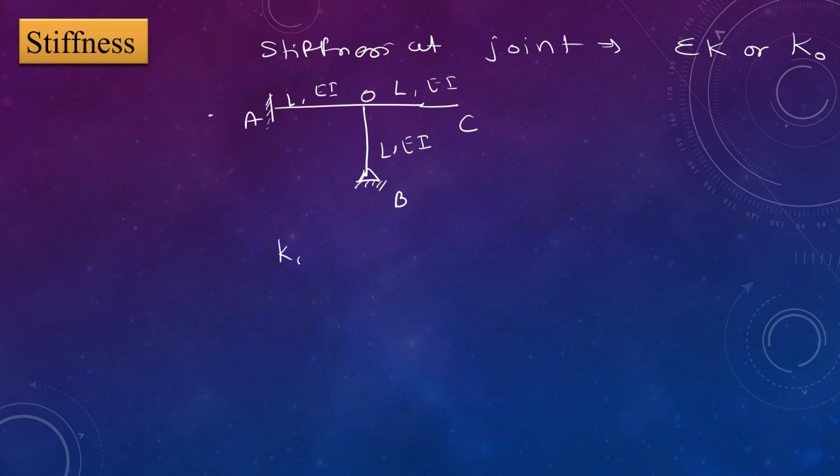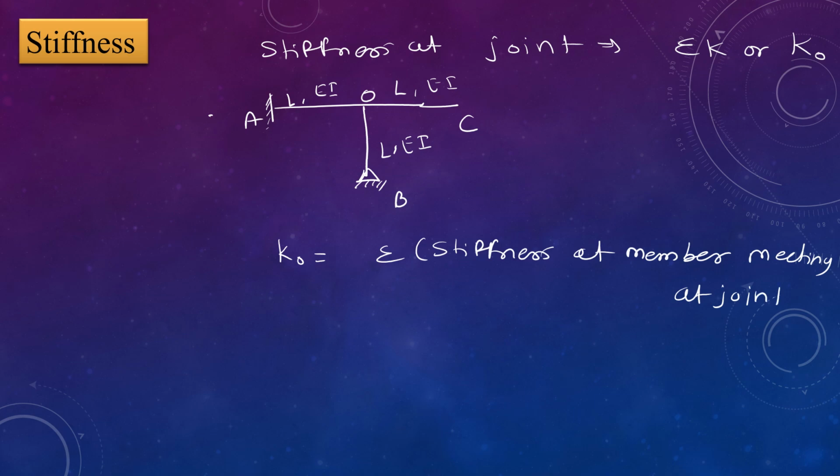Then K naught is equal to the summation of stiffness of members meeting at the joint. So first member OA, take it as KOA, the stiffness of the OA member, then the stiffness of the OC member, and the stiffness of the OB member.